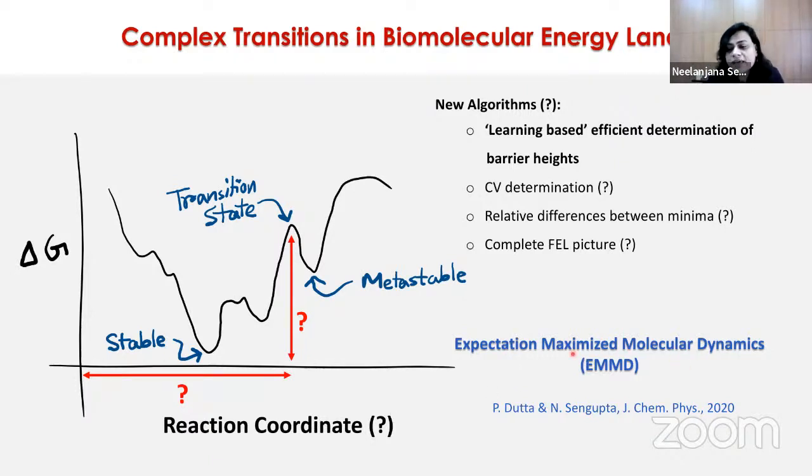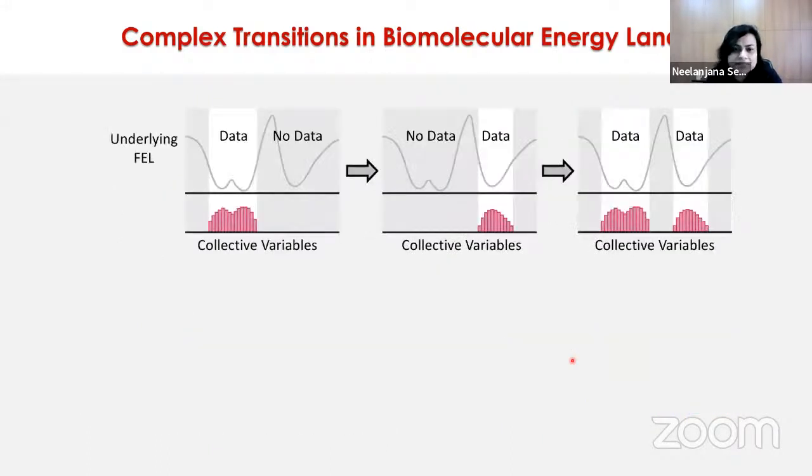Okay, so we have come up with a rather simple algorithm, which we name expectation maximized molecular dynamics, and I will discuss with you what the scenarios are in which it works, what the potential limitations could be, and to what extent we can push it. Can we really take it to more complex systems?